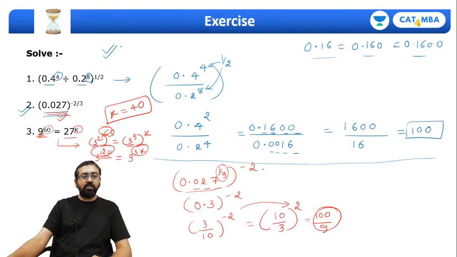Since they are equal, so the bases are equal, so the powers have to be equal. So I found out 3k equal to 120, so k is 40, right? So this is how you can solve this question.